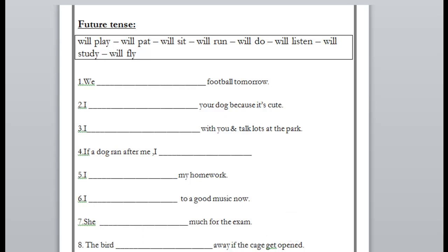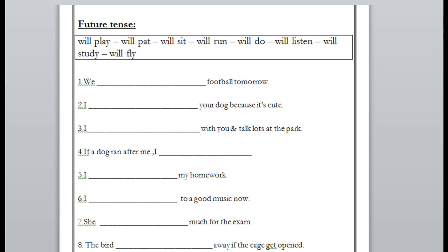Okay, so can we say will studies? She will studies much for the exam? Oh, of course not, right? Okay, we can say she studies much for the exam. Well, we can, but it wouldn't be future tense. It would be what? Present tense, okay? But I need in this question what? To prove the future tense, right?